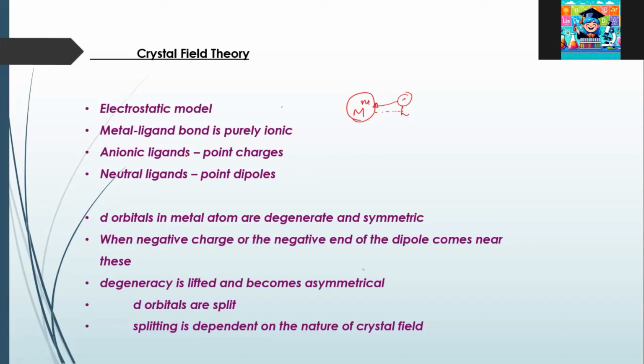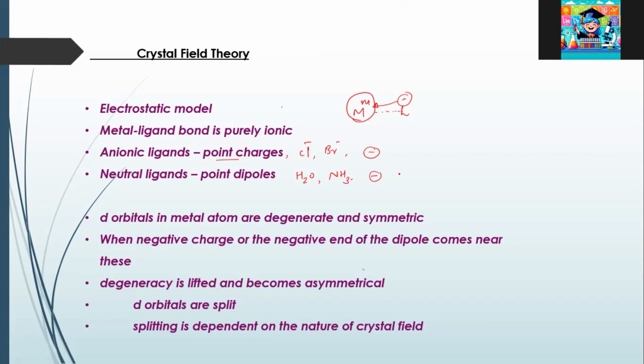Anionic ligands are ligands in which there is a negative charge, for example Cl minus, Br minus, etc. And there are neutral ligands, where there is no charge on the ligand molecule, but they can donate their electrons via a lone pair of electrons, for example water molecule, ammonia molecule, etc. So both these ligands are considered as points of electron density. Anionic ligands are considered as point charges, meaning they are considered as a minus charge.